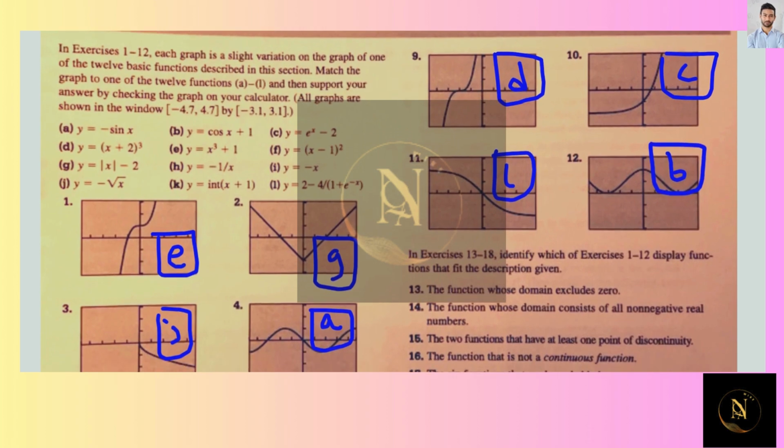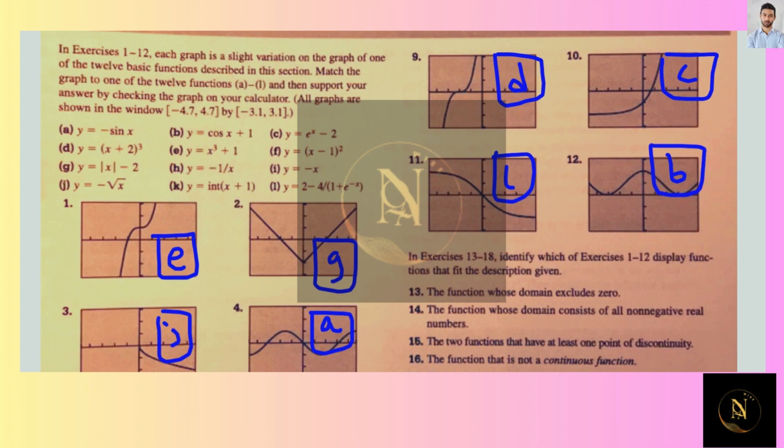Go ahead and check the 2 minus 4 over 1 plus e to the negative x. And that absolutely is this one. So this is L and number 11.